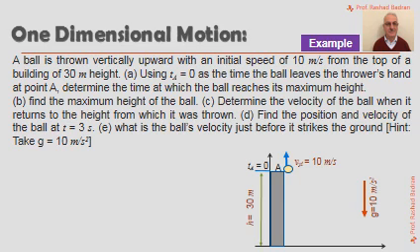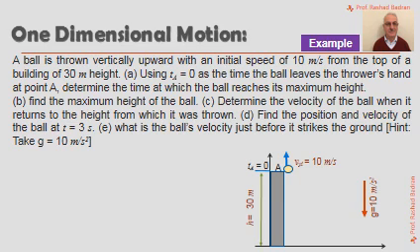A person at the top of a building of height 30 meters throws a ball with an initial velocity of 10 meters per second upward. And then as the ball goes upward, it reaches a turning point and comes back, until it reaches the ground.